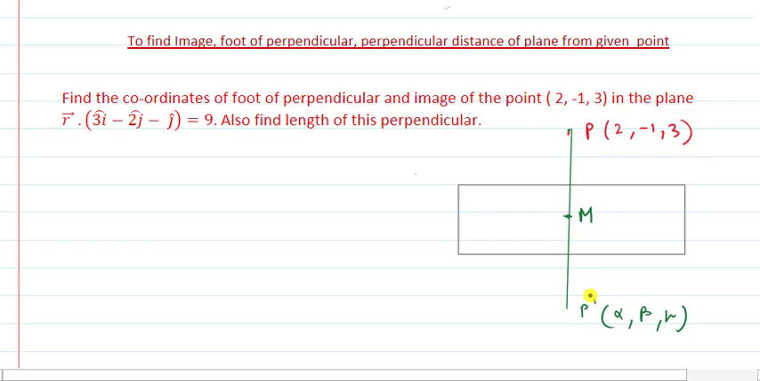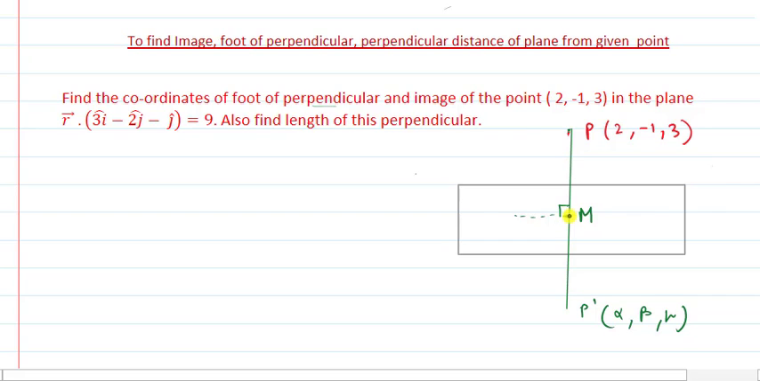Now, let me discuss how to find out point M. To understand this problem, you should know that PM also acts as normal to the plane. Why? Because PM is perpendicular to the plane. Here we are talking about the foot of the perpendicular. It means PM is perpendicular to the plane. So, PM can be considered as normal to the plane as well.